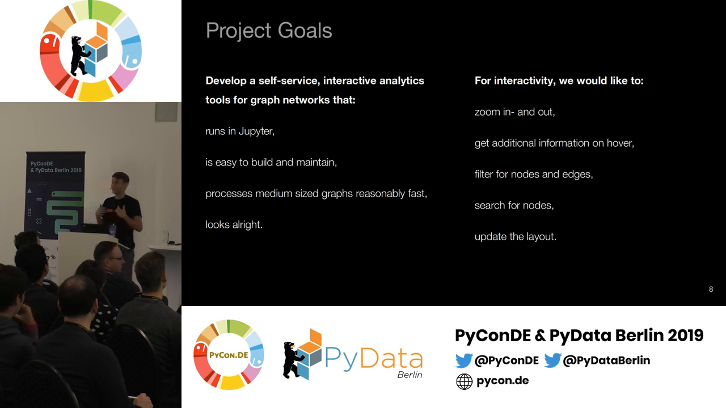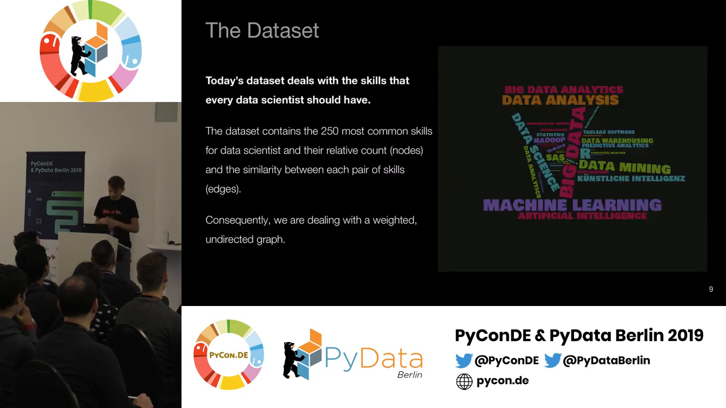And regarding the interactivity that I imagined at the beginning when I was doodling this on a piece of paper, I really wanted to zoom in and out, obviously. I wanted to get additional information when hovering over certain elements. I wanted to be able to filter for nodes and edges. I wanted to search for nodes. And I wanted to update the graph's layout on the fly, which we will talk about in a second.